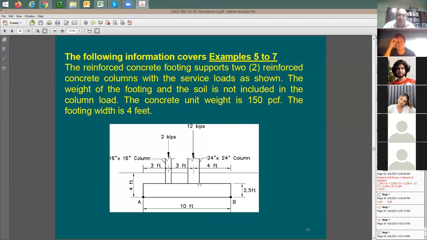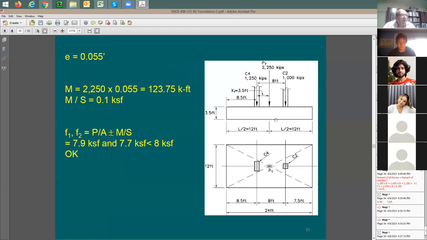We have one more example on a combined footing. I'm going to skip this example here, 5 to 7, but I'm going to go through it quickly. It's going to be a task for you to read it, understand it, and come back next time with questions. In our case here, we have two columns, and the difference between the loads is big. Look at this, 12 kips and 2 kips. The concrete unit weight of the footing is also given, which means you need to figure out the weight of this footing. Here, the weight of the footing was included in the column loads, so you don't really need to account for it.